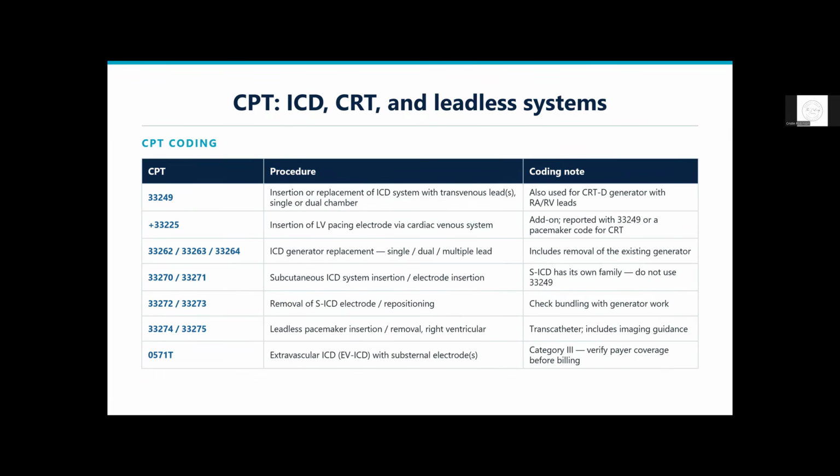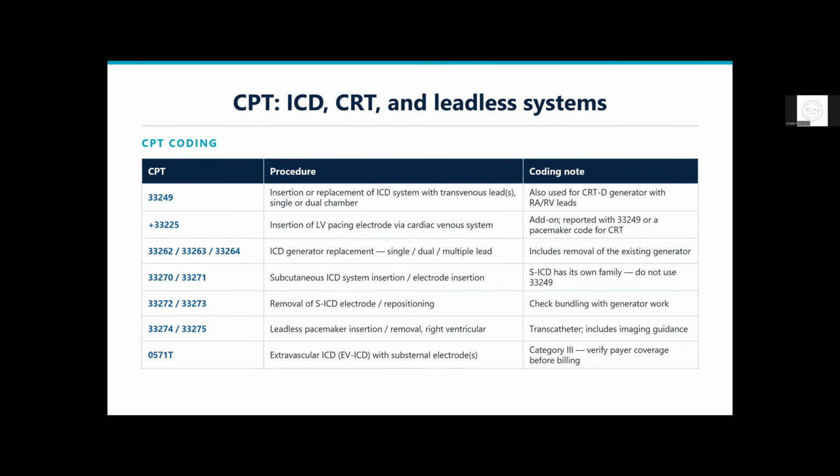ICD coding centers around the system type. 33249 covers insertion or replacement of a transvenous ICD system, single or dual chamber. Add-on code 33225 covers the LV lead insertion for CRT systems. Generator replacements 33262 through 33264 include removal of the existing generator.